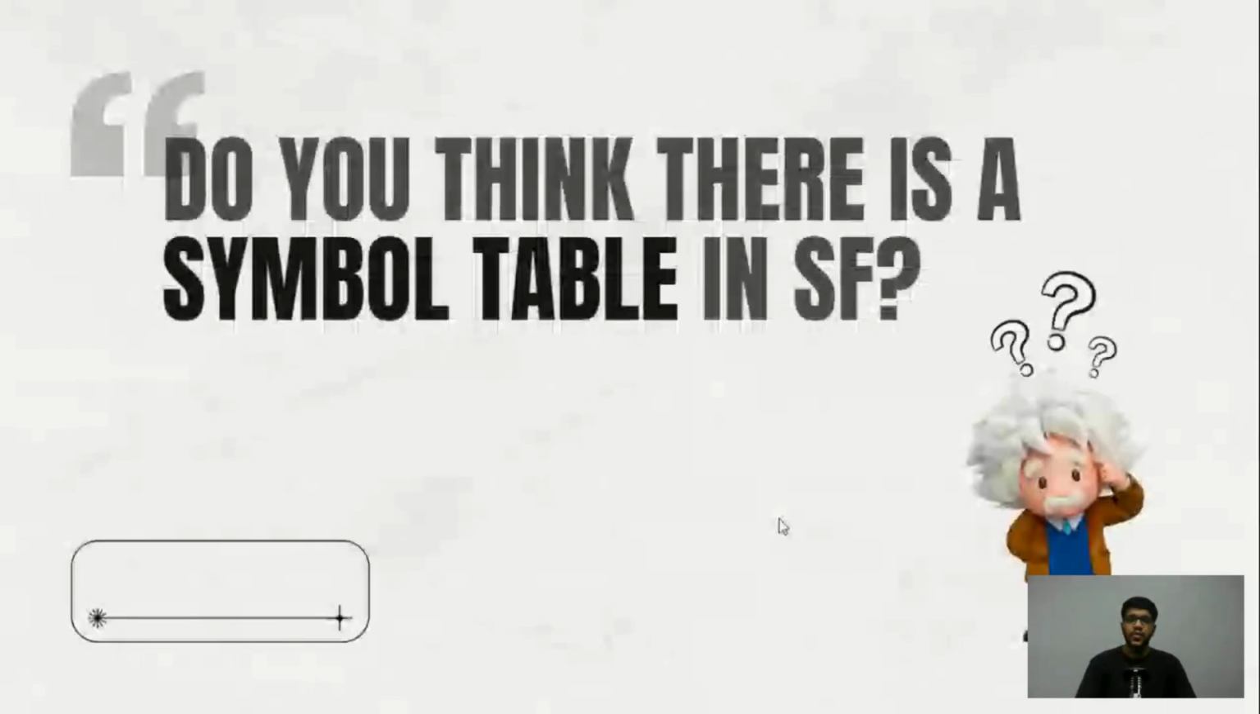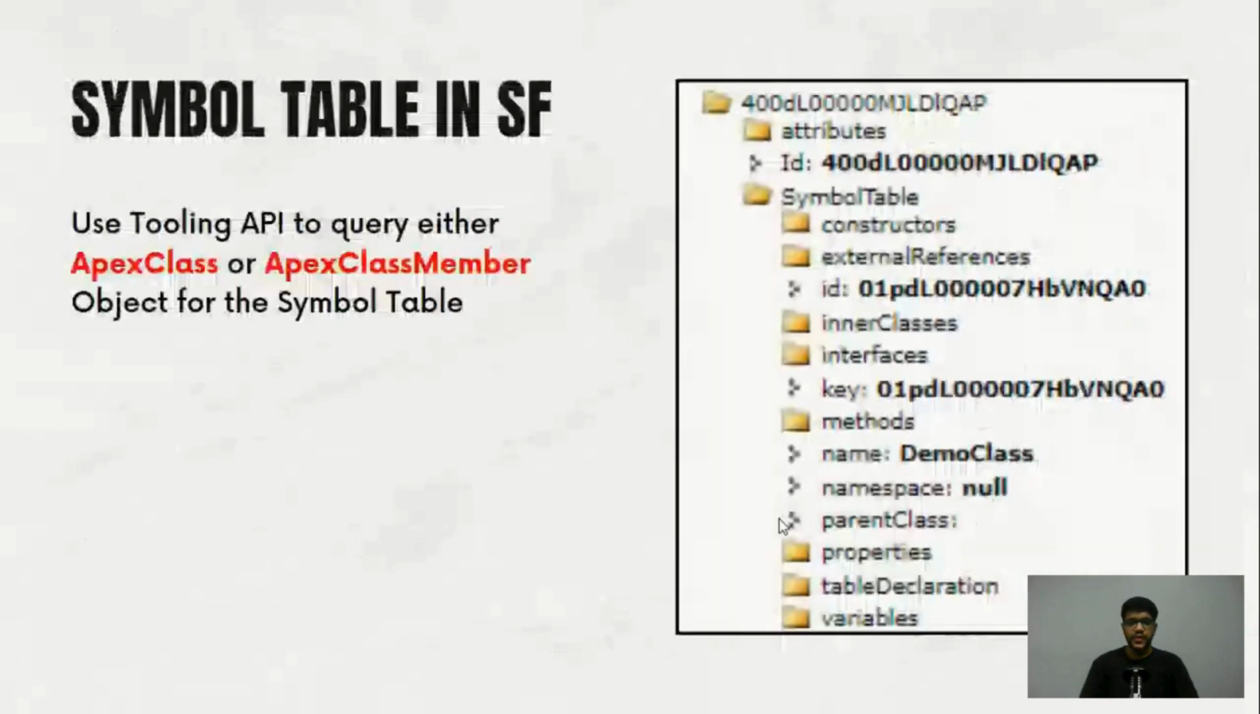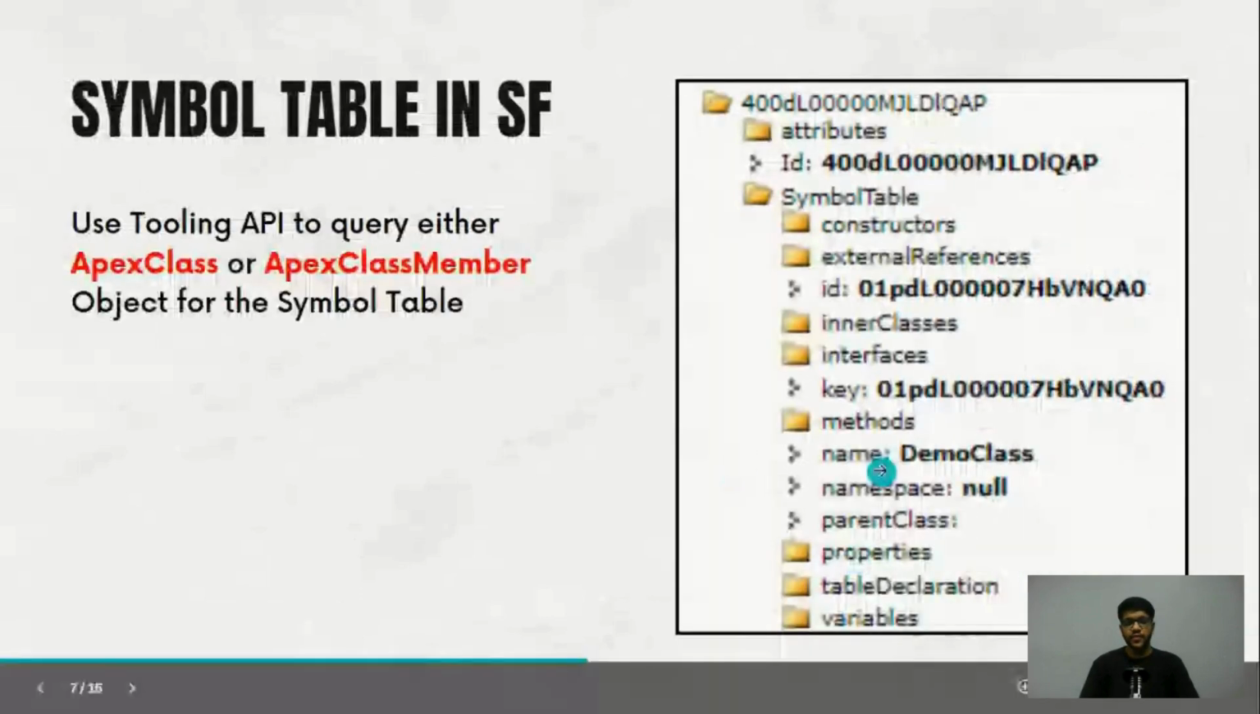Now, do you think that there is a symbol table specifically used in Salesforce? So the answer is yes. We have a specific symbol table for Apex classes, which has all of these values which we can get to get our data. Now let us check how it looks. So this is what an overview looks like.